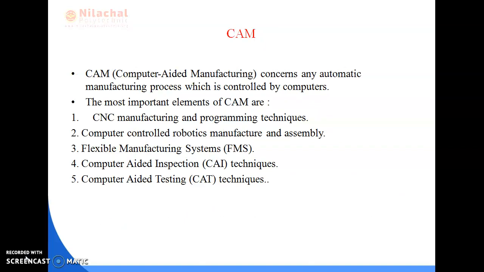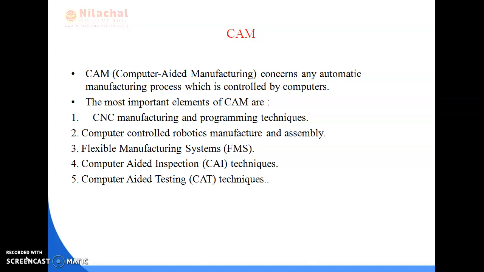CAM system or computer aided manufacturing concerns any automatic manufacturing process which is controlled by computer. Means like in industries, all the processes which are involved like material handling, material processing, producing the parts, packaging, then marketing, then cost calculation or inventory calculation, all these things can be done automatically by the help of computer by this software, that is computer aided manufacturing.